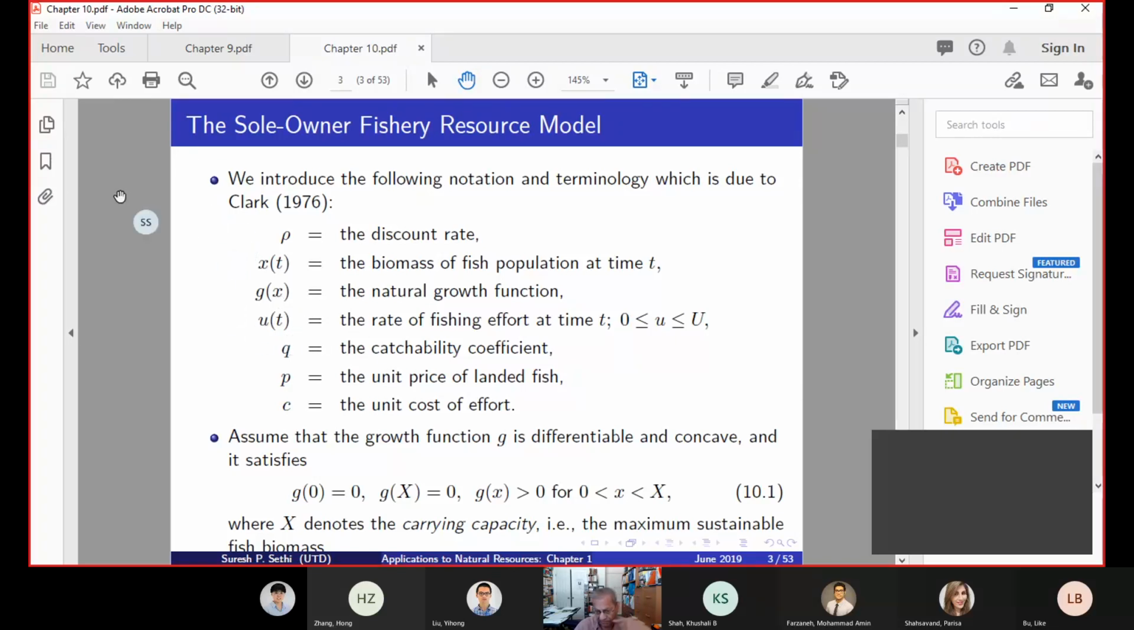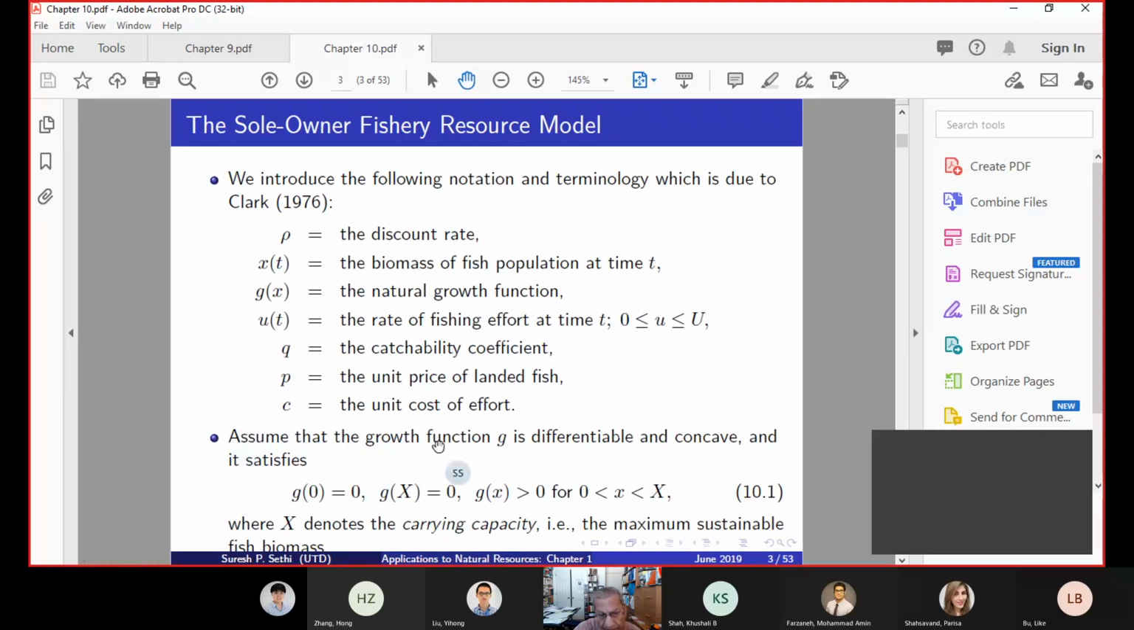U of t is the rate of fishing effort. Okay, this is the rate of effort, and the effort will catch certain fish, and certain fish will create revenue. So once you have an effort, how do you convert that into fish? Fish that you catch is by way of the catchability coefficient and by way of the biomass of fish. So if I put something in a lake, how efficient I am is the catchability, and how many fish there are, depending on those two criteria, I will tell you how many fish I will get, okay? P is the unit price for landed fish. So whatever landed fish means, the one that we got out of water. C is the cost of effort. So I make some effort, and the effort produces some fish, and the fish will create a revenue via price P.